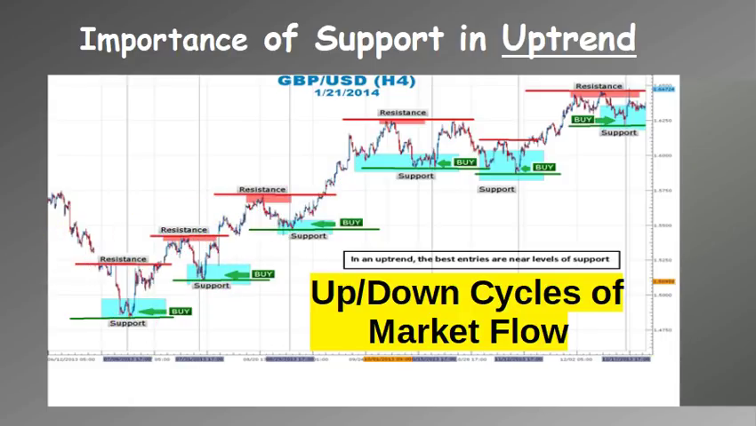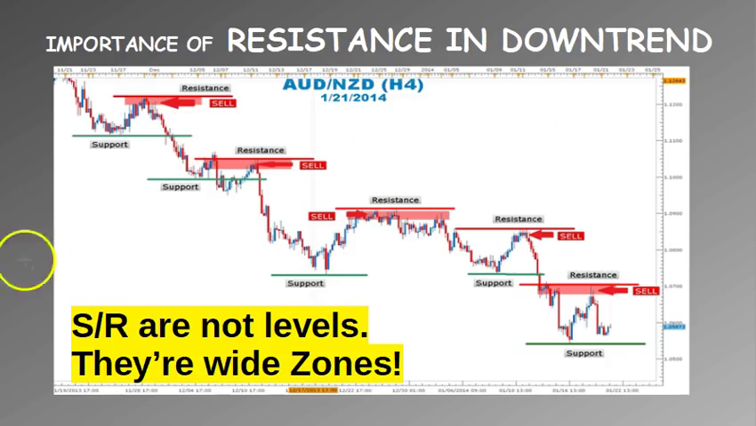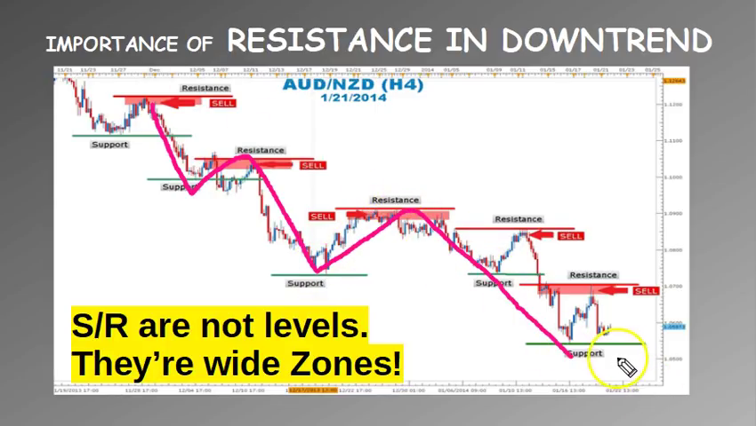Now, in a downtrend, it's the same thing, just in reverse. And you can see price here is coming back down, making lower highs, lower lows, lower highs, lower lows. So again, this is the basis of a downtrend, and you can see here on an actual price chart, this is how price moves between support and resistance areas.